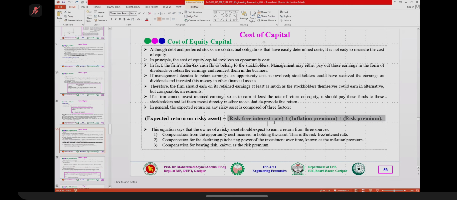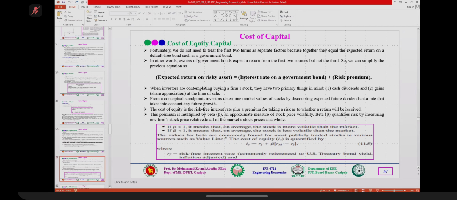Sometimes these two things will be organized and declared by the government. That's why sometimes in the USA you'll see these two terms become one: interest rate on a government bond plus risk premium. So owners of government bonds expect a return from the first two sources, but not the third. So we can simplify the previous equation, this one.